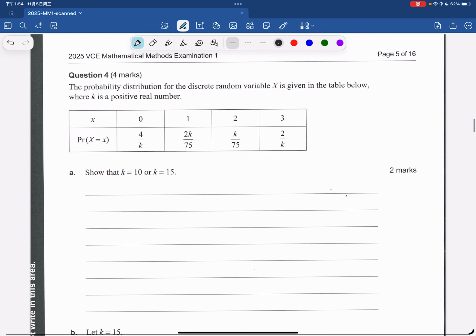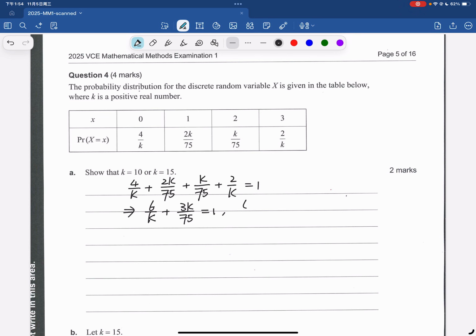Question 4, show that k equals 10 or k equals 15. So basically sum up the probability: 4 over k plus 2k over 75 plus k over 75 plus 2 over k equals 1. So 6 over k plus 3k over 75 equals 1. And then you'll be able to get 6 over k plus k over 25 equals 1.